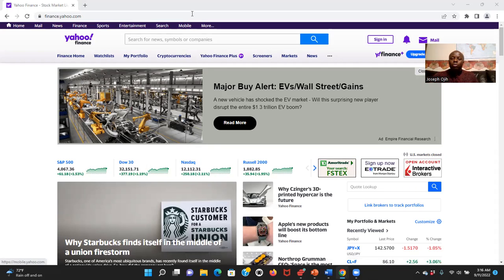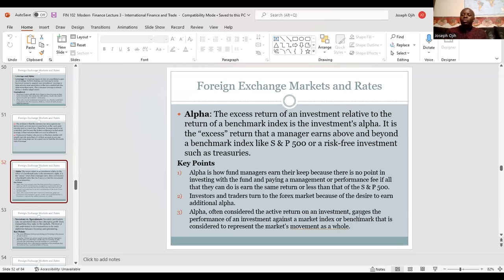That's what I'm trying to say. So it's a performance that's above the index. In other words, excess return on investment related to the return on any benchmark index. So alpha is basically how managers earn their keep. Because when you invest in a fund, you pay what they call a management or performance fee. That's how the fund managers get their money. So why put your money in a fund if all they can do is earn the same return or less than the S&P 500 that even you can make by yourself?